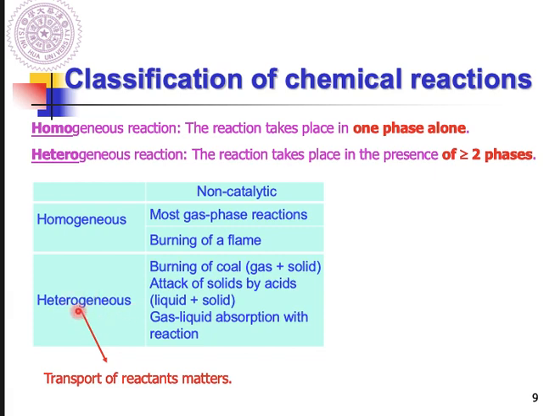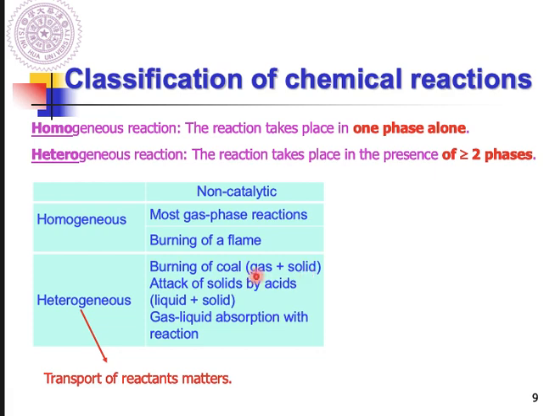But why do we need to highlight whether these reactions belong to homogeneous or heterogeneous reaction? Because if every reactant is in the same phase, you don't need to consider the transport of reactants. But for heterogeneous reaction, you need to consider the transport of reactants, right? For example, if we consider the burning of coal, that means you have the gas oxygen reacting with a solid coal, right?